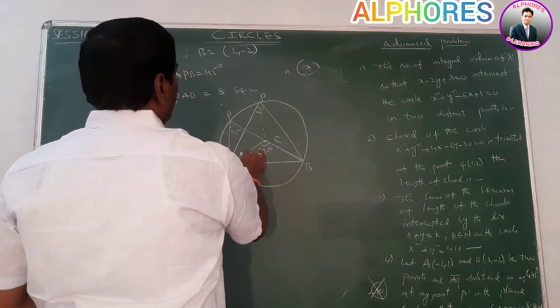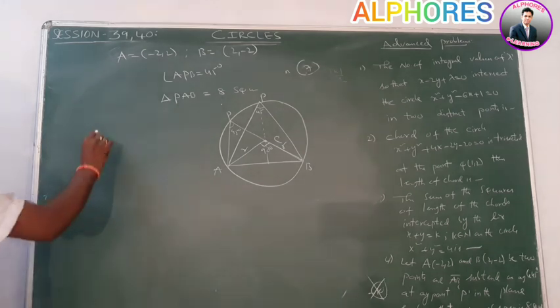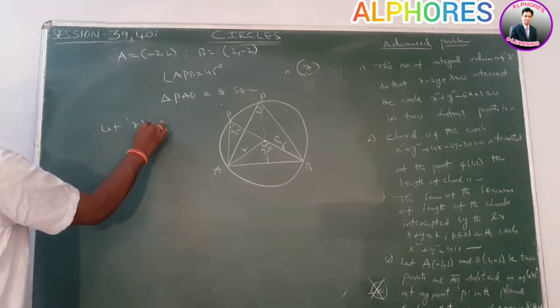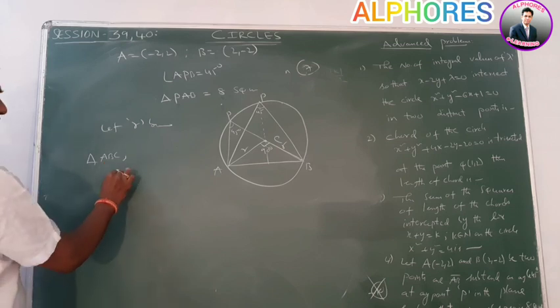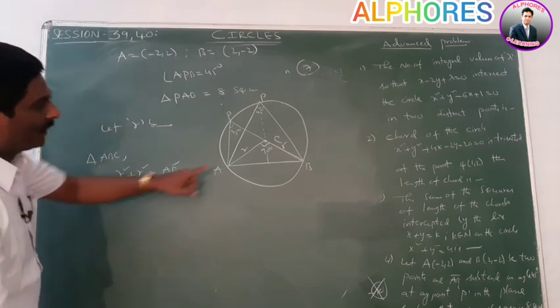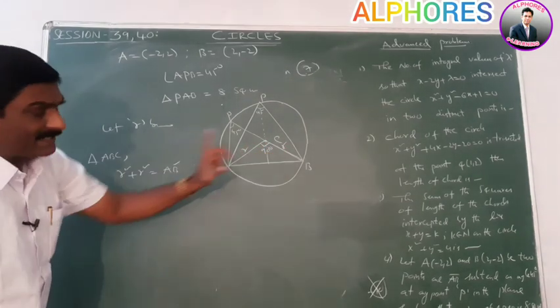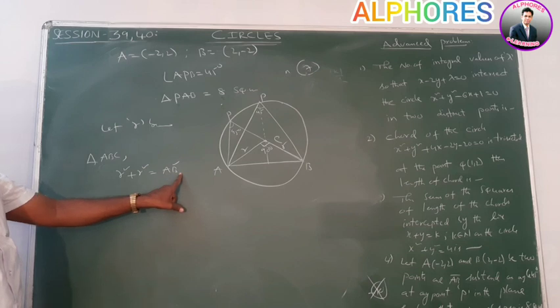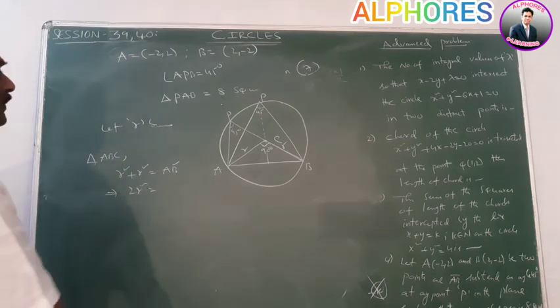By using this, we find the radius of the circle. Let R be the radius of the circle. From triangle ABC, R square plus R square is equal to AB square. The opposite side of 90 degrees is the hypotenuse, and R, R are the two sides. That means 2R square is equal to AB square, where AB is the distance between these 2 points.